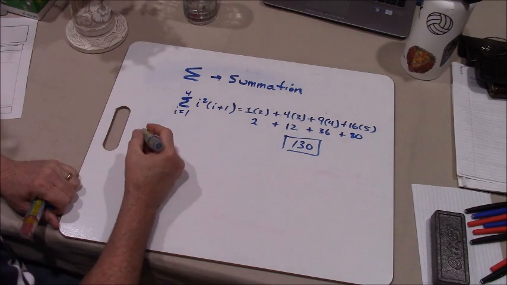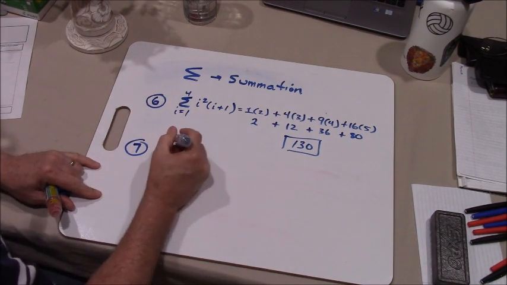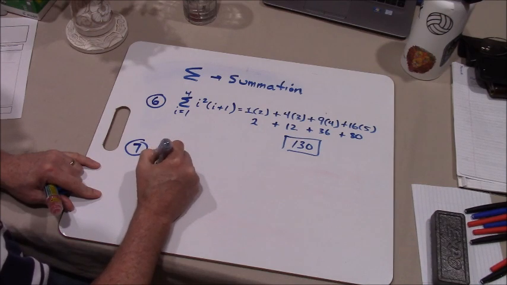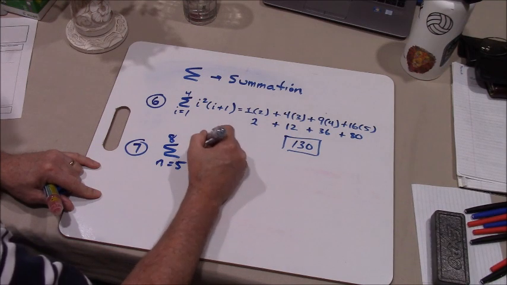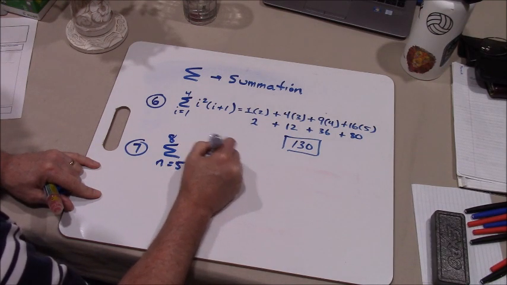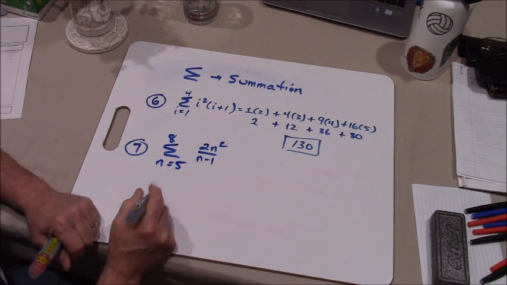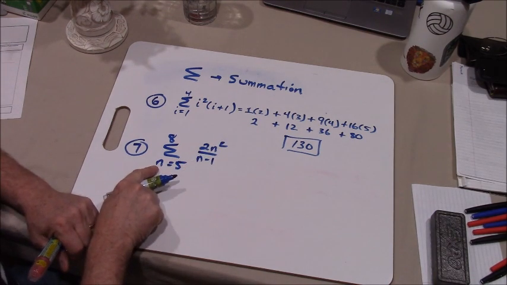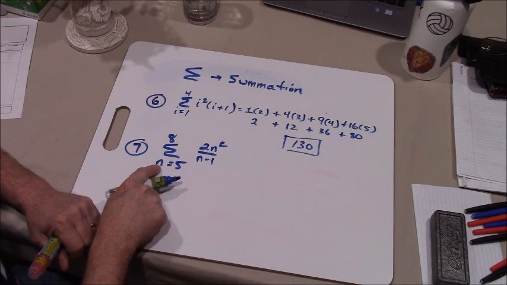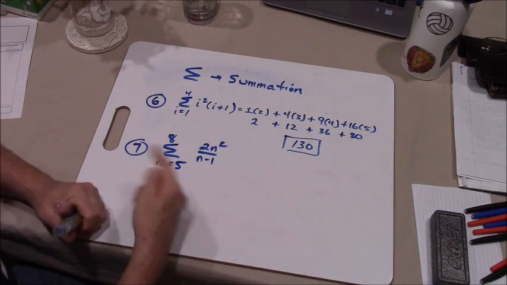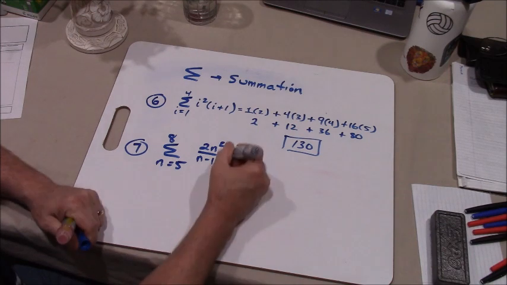Let's see, I believe I'm on number, let's see, this was 6. I think I'm now on 7. So we've got the summation for n equals 5 to 8 of 2n squared over n minus 1. So we don't have to use the variable i, and we don't always have to start at 1. We can start anywhere we want. So this time I'm going to plug in a 5, and then a 6, and then a 7, and we'll stop when we get to 8. You guys go ahead and try this.